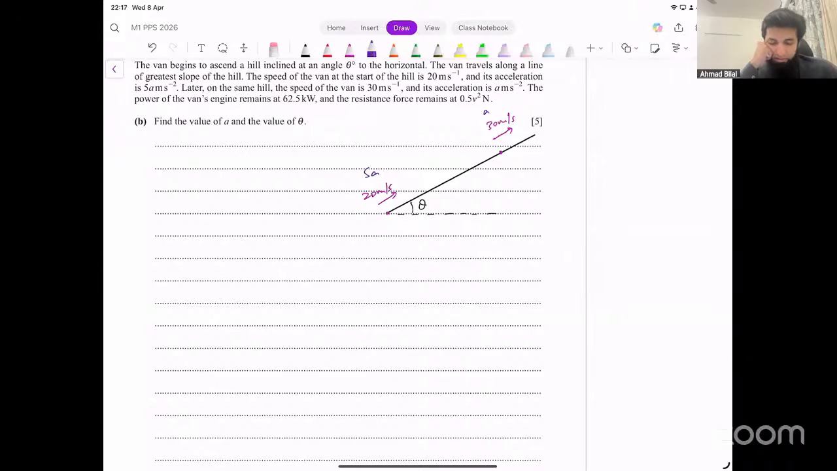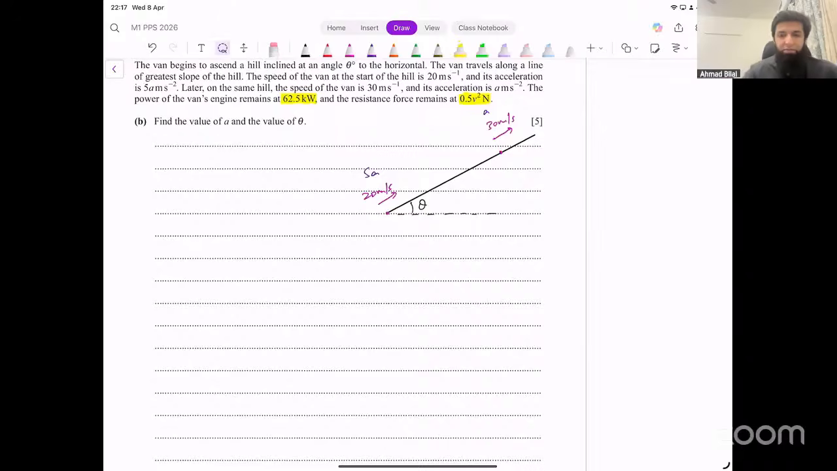The power of the van's engine remains constant at 62,500 Newton. So that remains constant. That is not changing. Resistance force remains 0.5 v squared. That's also changing, right? Find the value of a and the value of theta.